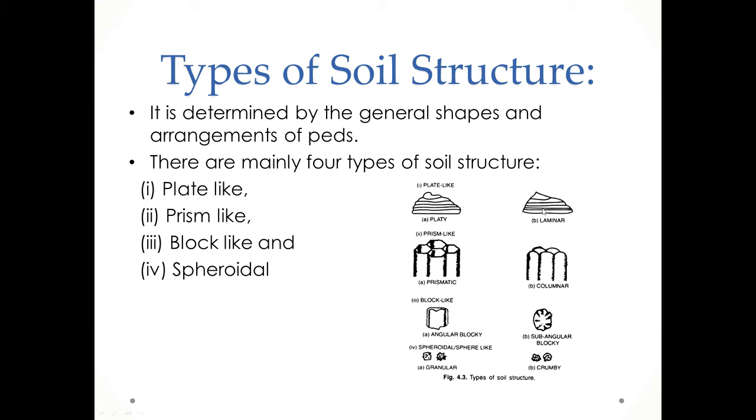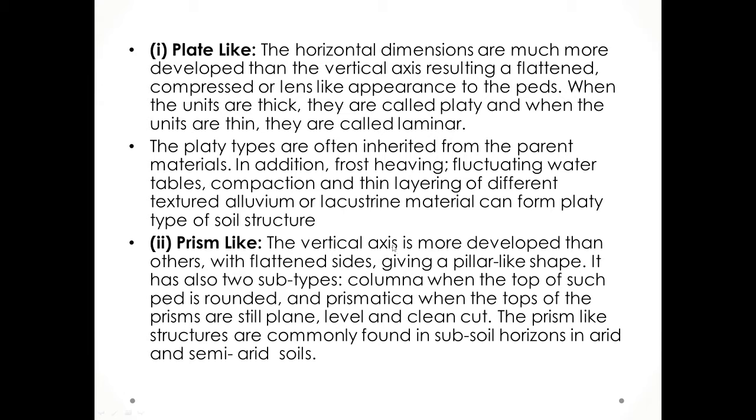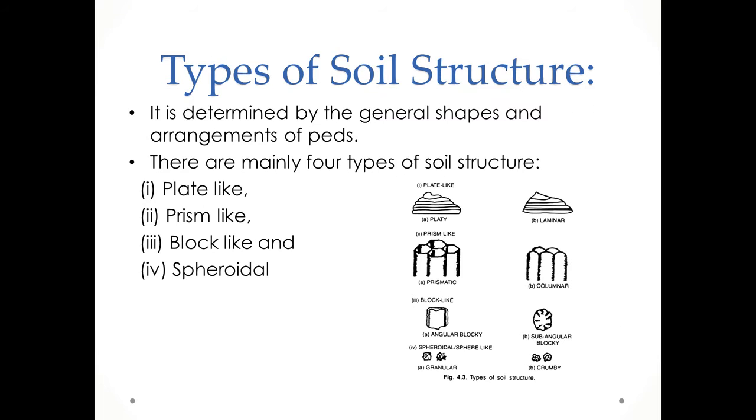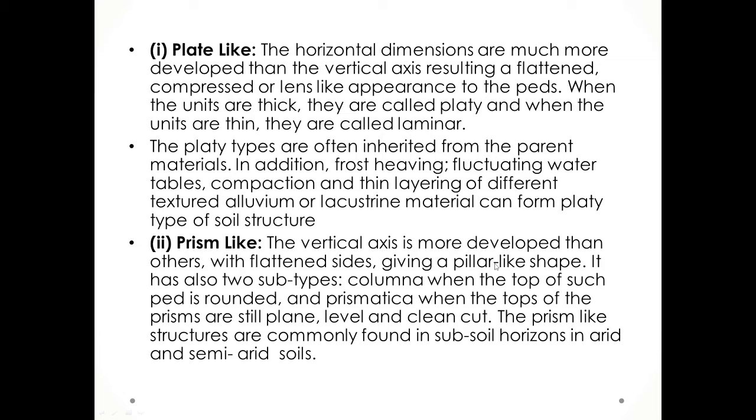And the second one is now prism-like. In prism-like structure, the vertical axis is more developed than the others, with flattened sides. So we can see here that in prism-like the prismatic structure is tall. In prismatic structure, the vertical section is higher in both the cases, prismatic and columnar, and the horizontal is not. So it has two different types, like columnar.